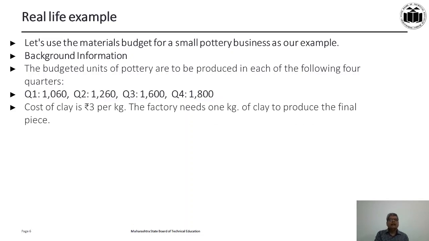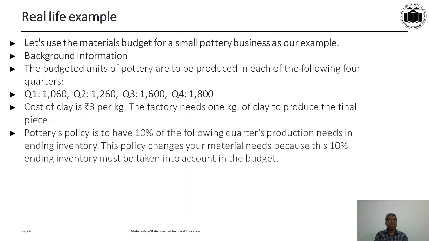Now the cost of the clay is rupees 3 per kg, and the factory needs 1 kg of clay to produce the final piece. So the quantity required is clear, that is 1 kg per unit. That means if you want to produce 1060 units, you will need 1060 kgs of the material. And what is the price of the material? That is rupees 3 per kg.